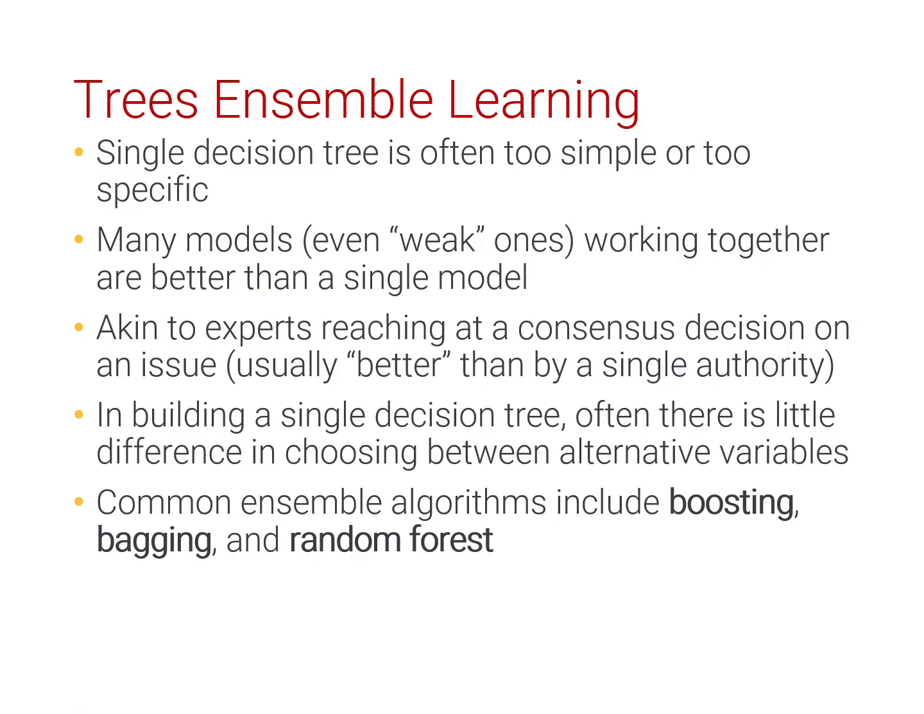Ensemble learning is based on the idea that many models, even if they are considered weak learners, can work together to achieve better performance than a single model. It draws inspiration from the concept of collective intelligence, where a group of experts reaches a consensus decision on an issue. Just as the collective wisdom of a diverse group of experts often outperforms the judgment of a single authority, ensemble learning leverages the combined power of multiple models to make more accurate and robust predictions.